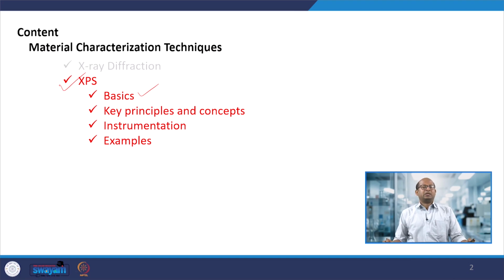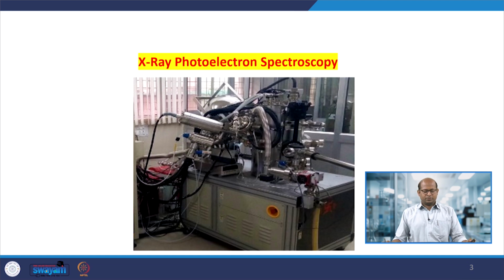instrument details and examples. We will consider a few examples, materials that were synthesized or already discussed. We will take those materials, and with the help of XPS we will see how we can analyze which different metals or ion compositions are present. So, that we will discuss. So, here is the XPS, X-ray photoelectron spectroscopy. So, the instrument is here.